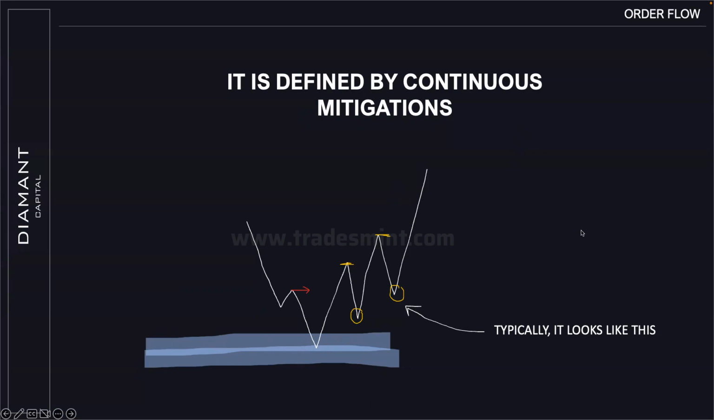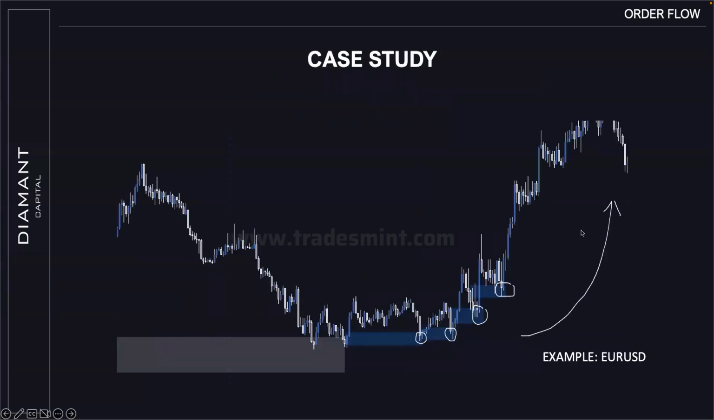Just as an example as well, we do have Euro USD. This is on the lower time frame, so I believe this is a 5 minute chart. But you can see, as you hit that high time frame demand zone in this case, as soon as we get that first change of character, from there it's pretty much going to be a focus on the order blocks on the way up.